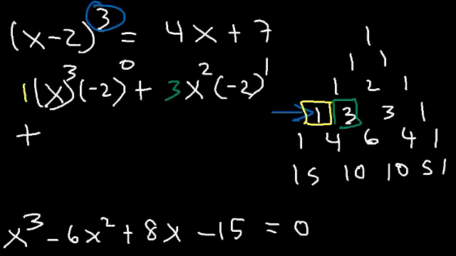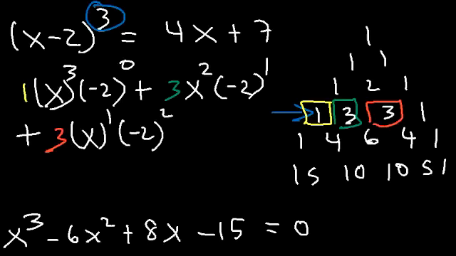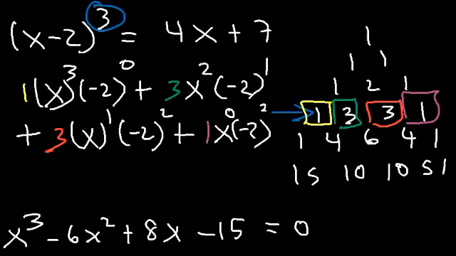And then use the next coefficient, 3. And then it's going to be x to the first power, negative 2 to the second power. And then the last coefficient, 1. And then x to the 0 power, negative 2 to the third power. Anything raised to the 0 power is 1. So the first one we get is x cubed. For the next one, this is going to be 3 times negative 2, which is negative 6, and then x squared.